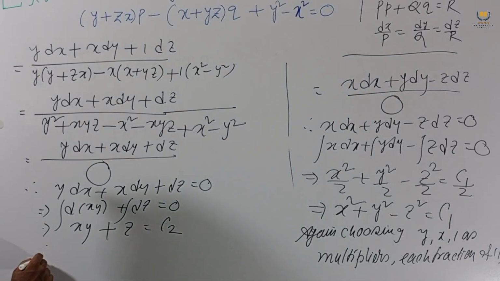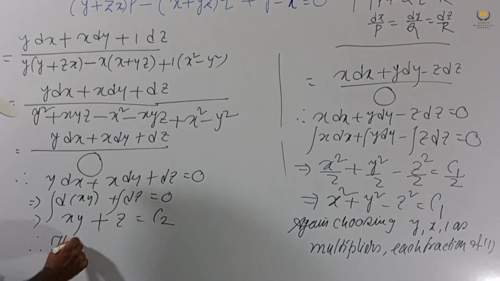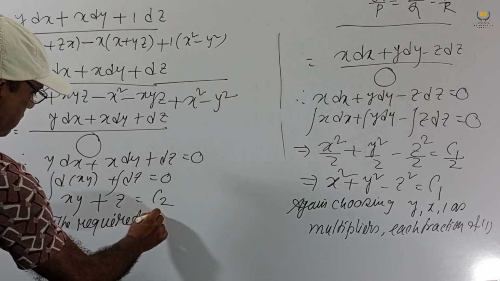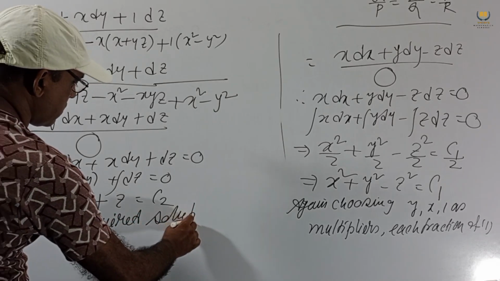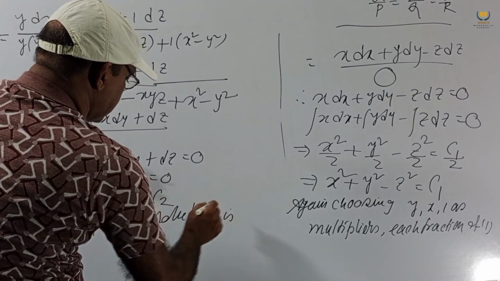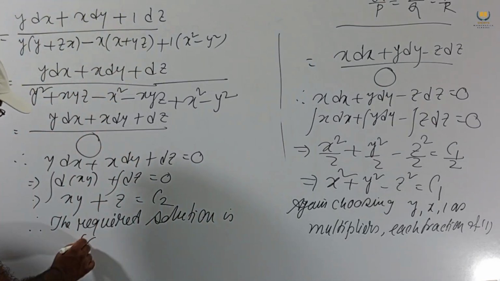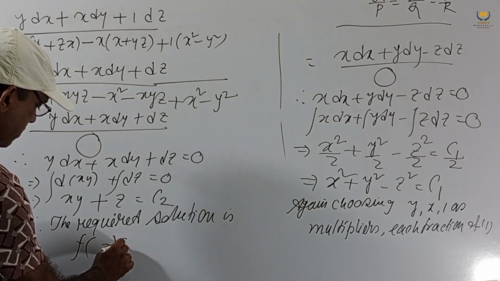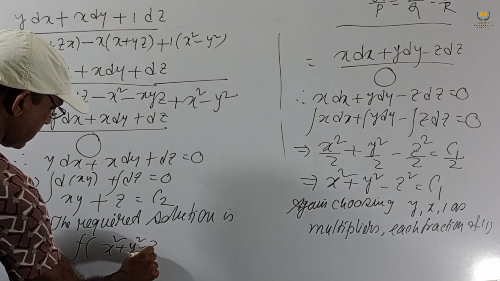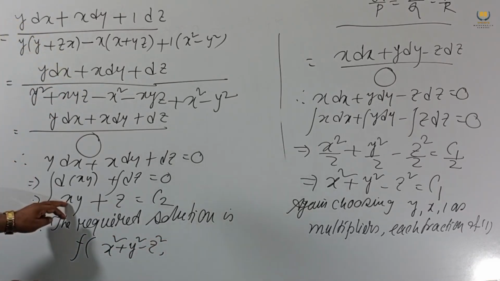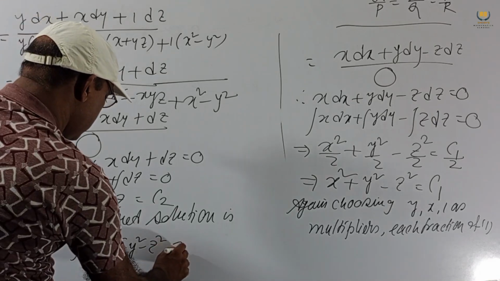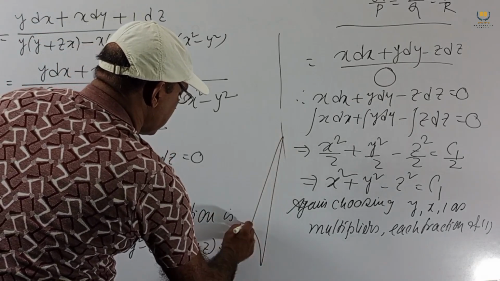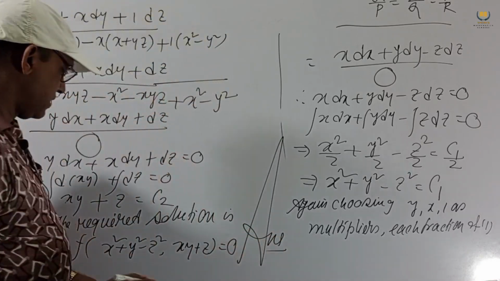Therefore the required solution is f(x² + y² − z², xy + z) = 0, and this is our final answer.